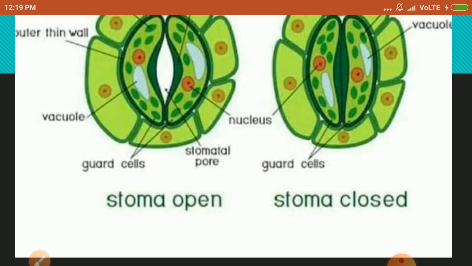The major functions of the stomata are transpiration and gaseous exchange. Transpiration is removal of excess amount of water from the plants. Thus, autotrophic mode of nutrition takes place in plants.